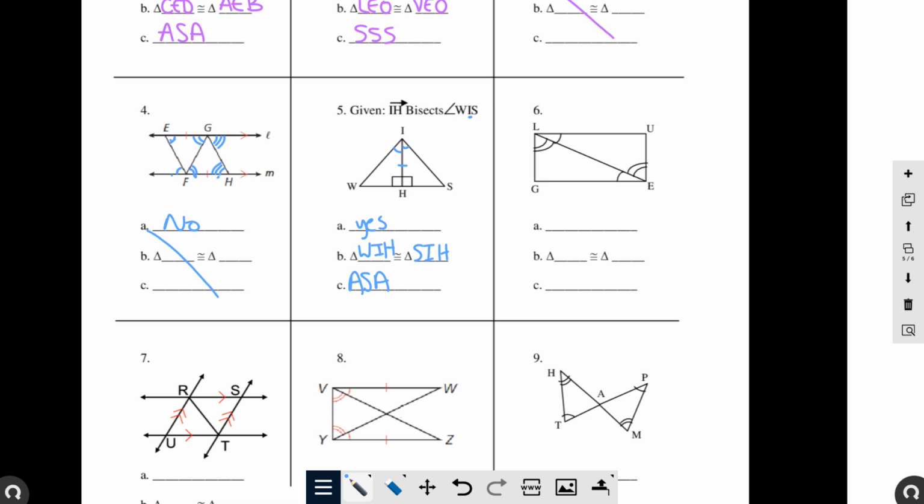Side, no, because we don't know if this side gets cut in half. We will know it later that it does, and yes, but right now I would just go by what's marked on the picture. What about number 6? We could mark the middle line. So are the two triangles equal? Yes, by what?